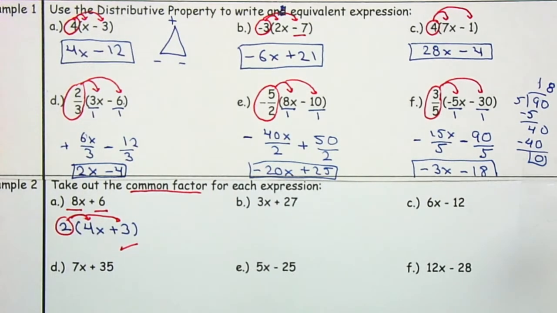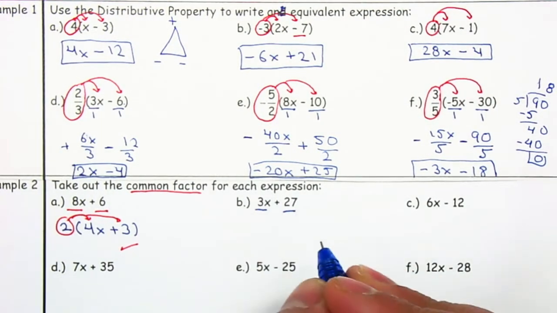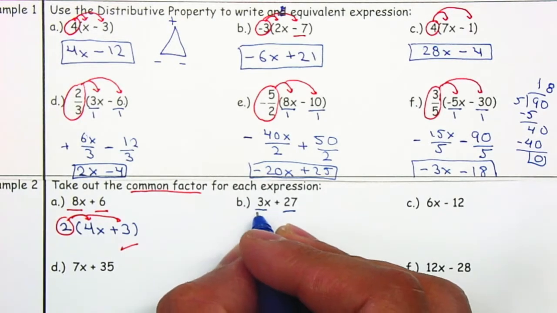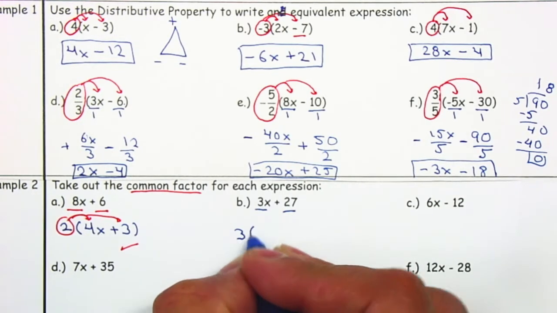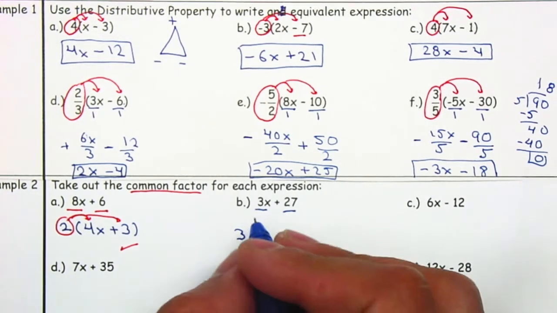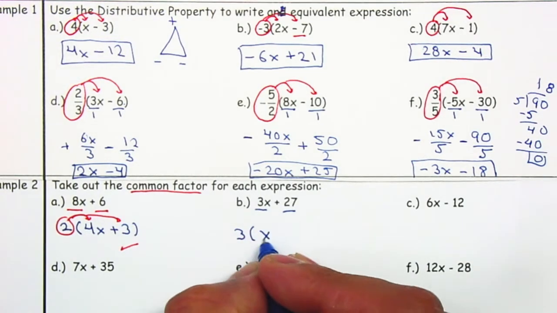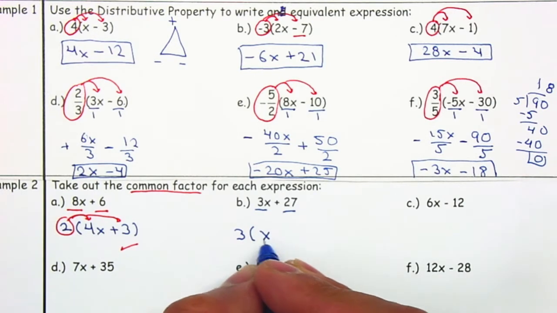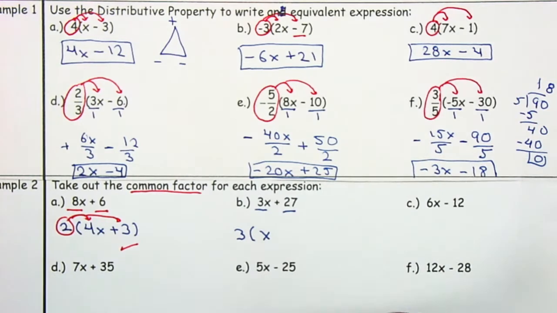Let's try letter B. What is the biggest number that divides 3 and 27? So a number that divides 3, that also divides 27, will be 3. Open your parentheses. What do I need to multiply 3 to get 3x? Will be just 1x or x. If you write down a 1 on the front, which is fine, but usually in algebra, if there's a coefficient of 1, we do not write it down.